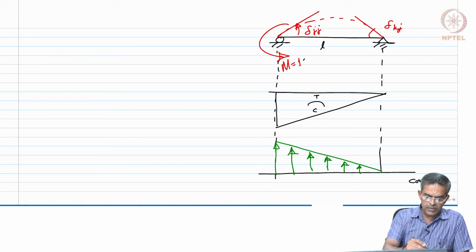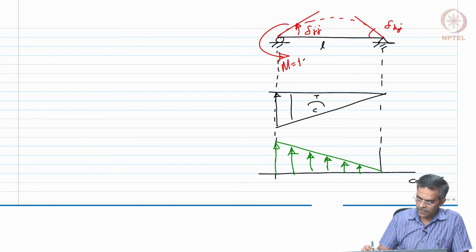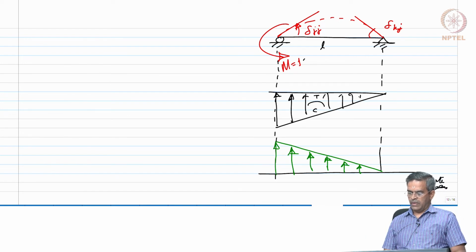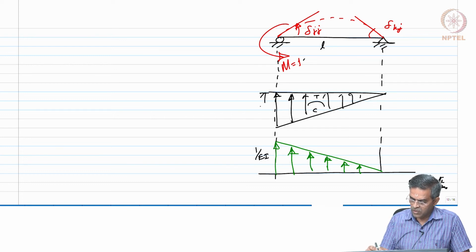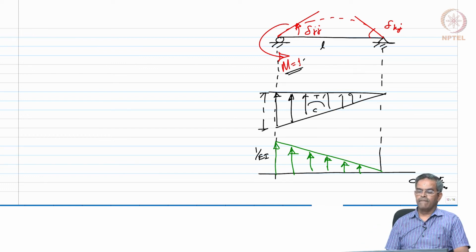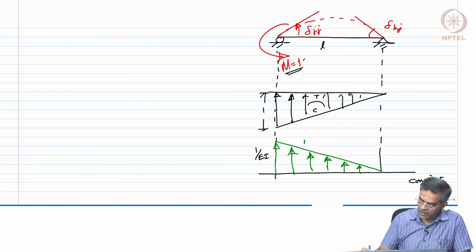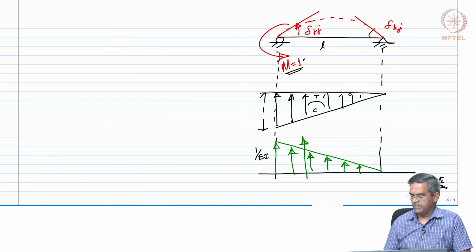That is how this diagram is done, is it not? Right. So, this is going to be 1 by EI. Why 1? Because this is actually unity. That is what is here. Right. So, this will have a CG somewhere here. This will be at the distance L by 3.